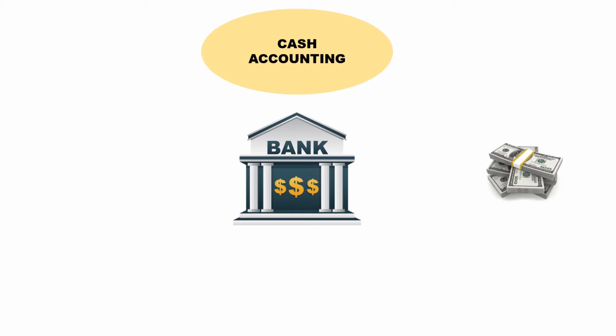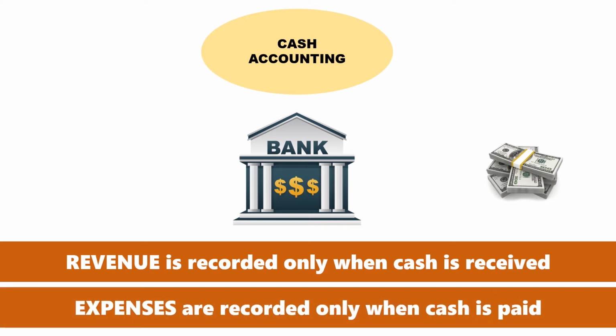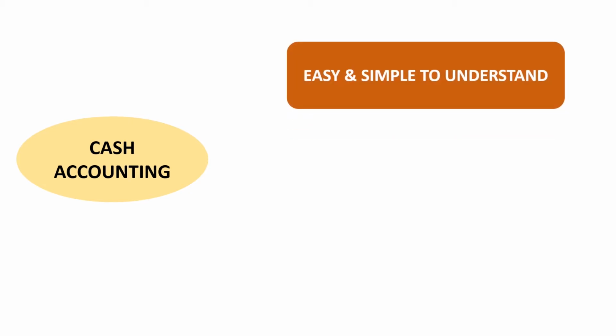So in cash accounting, revenue is recorded only when cash is received, and expenses are recorded only when cash is paid. This method does not recognize any accounts receivable or accounts payable. Many small businesses opt to use a cash basis of accounting because it is simple to maintain and easy to understand. It's easy to determine when a transaction has occurred, and there is no need to track receivables or payables.